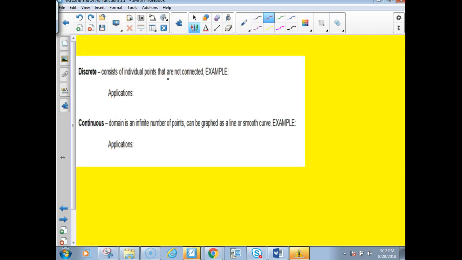All right, so let's do "consists of individual points that are not connected." So an example, if you were counting, 1, 1.5, 2, 2.5, it's okay if they have decimals, but not things in between those decimals. So it's just counting. So applications, we said shoe size was an example.